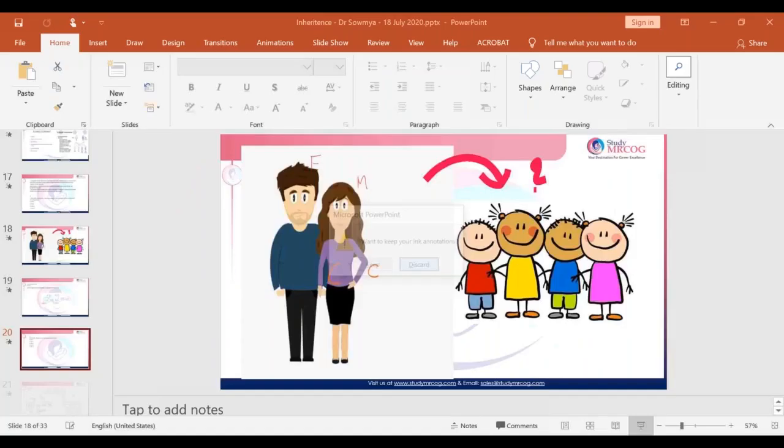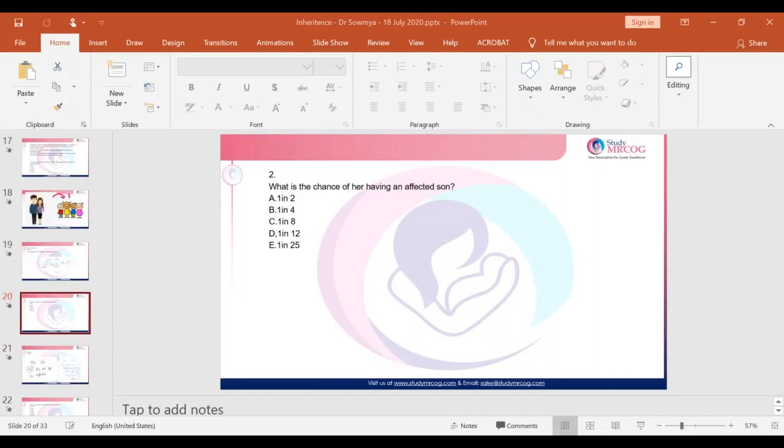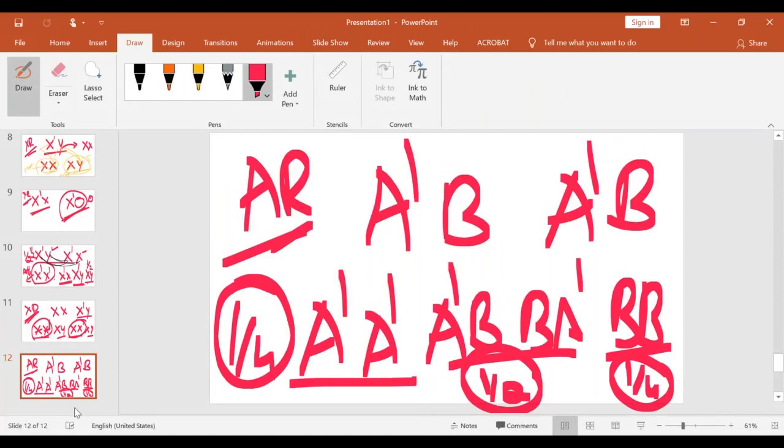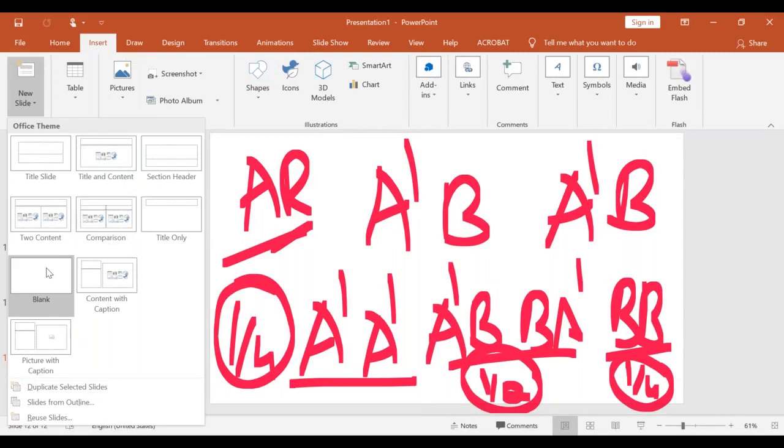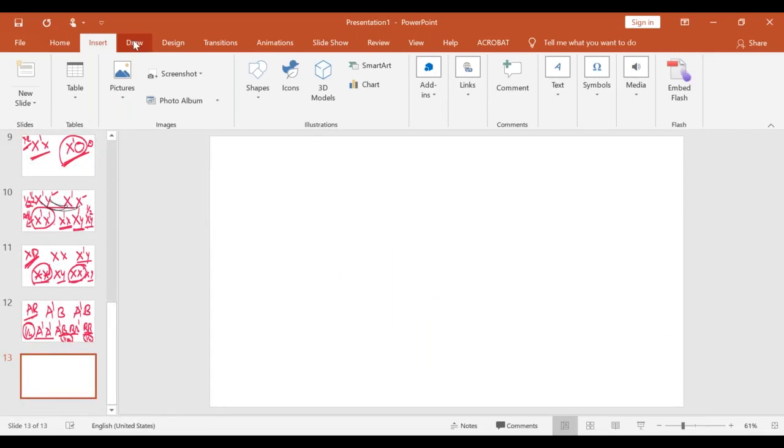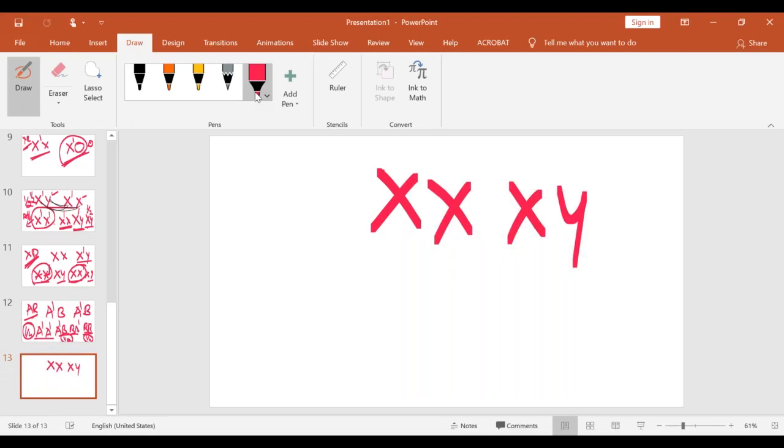So let's go back to our own presentation. This is what we know, that 1/4 of the children can be affected. Let's keep it there and let's calculate. What is the probability of her having a son? For all practical purposes, you have to calculate the probability of having a son. Because this is a woman, and this is the father, XX, XY, again XX, XY, XX, XY. So what is the probability of having a son?